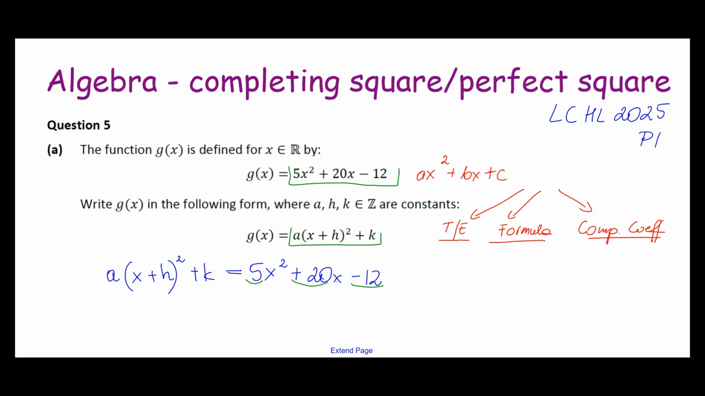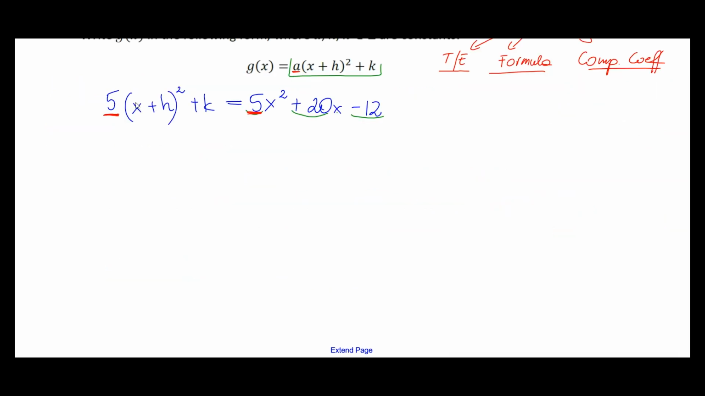Now, one thing that you should know: this value here, the one in front of the bracket, is always the same as this value here, because that is a. It's always the same. So straight away, I know I don't need to figure out what that value is. I know it's going to be 5. Okay, so now I need to take this bracket to the power of 2. How do we take a bracket to the power of 2?